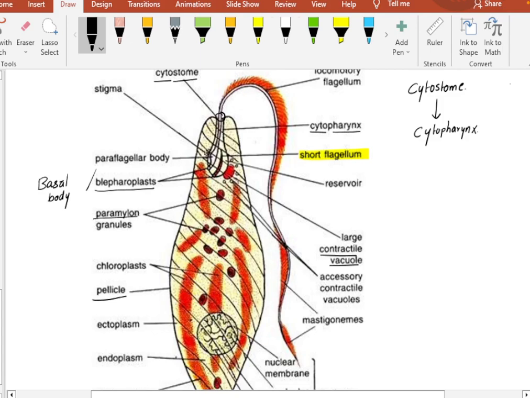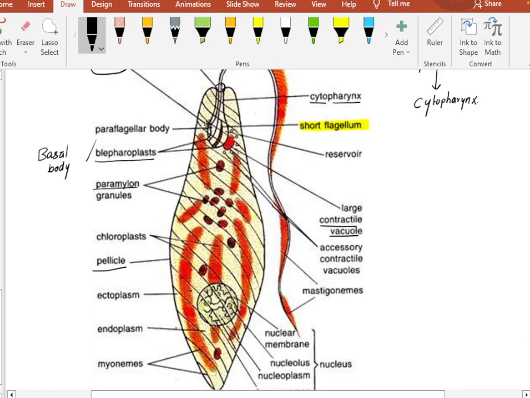The reserved food material is paramylon. Ectoplasm, endoplasm, and we have also studied the stigma. The stigma is the structure which has pigments, anthraxine, which is photosensitive to red, so that it will detect the light. If light is there, the cell performs photosynthesis. If light is not there, it does not perform photosynthesis.